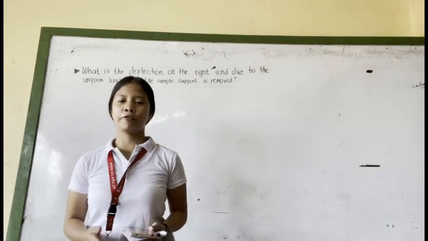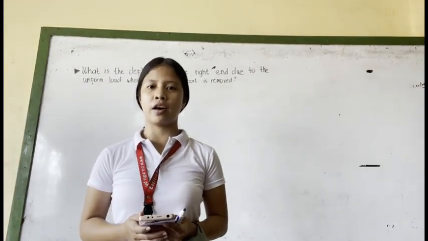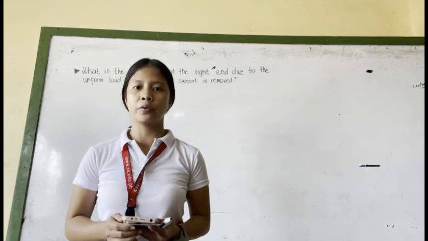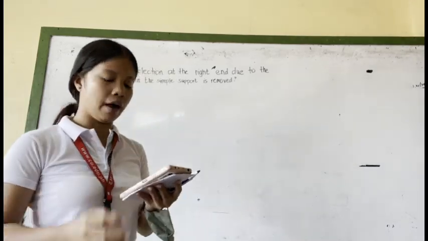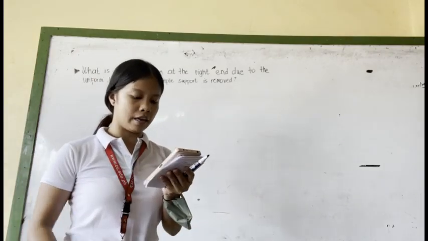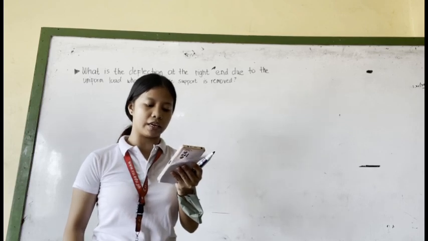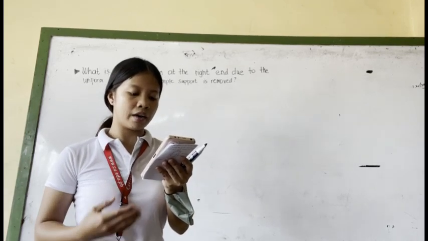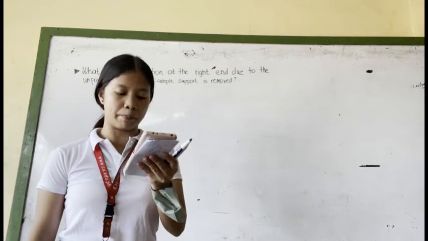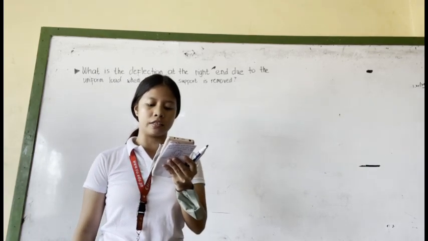Hello guys, so for today's video, I will discuss one of the example problems of structural theory. So I have a given problem here: a prismatic beam 8 meters long is fixed at the left end and simply supported at the right end. The beam carries a uniformly distributed load of 400 kilonewton per meter throughout its length.